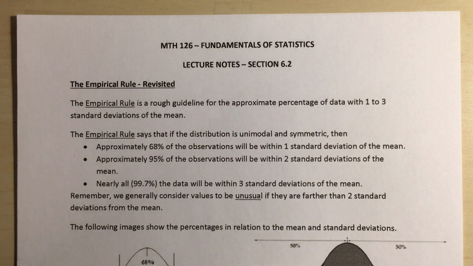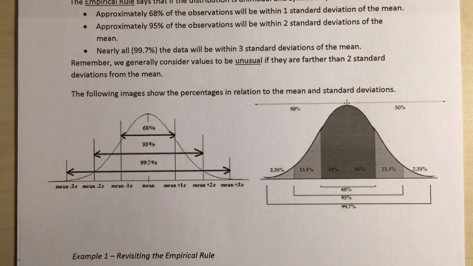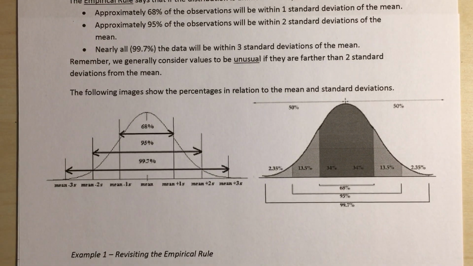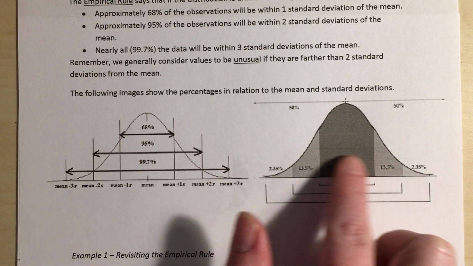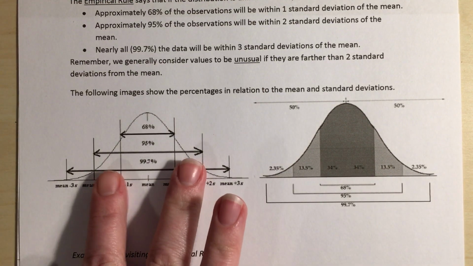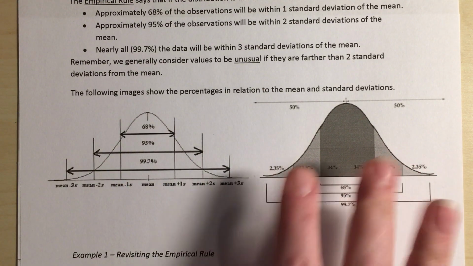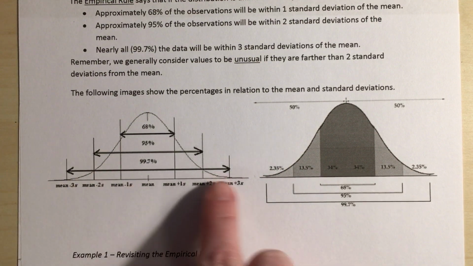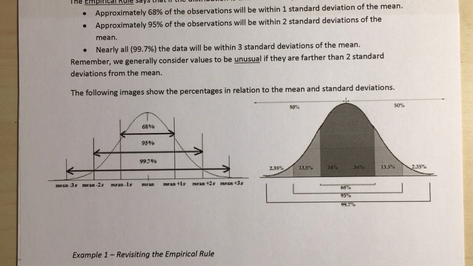We also generally consider values to be unusual if they are further than 2 standard deviations away from the mean. So these images are ones that we saw before. Within 1 standard deviation of the mean is 68%. Within 2 standard deviations of the mean is 95%. And then anything that lands out in these little tails, those are unusual values. And those unusual values are not necessarily always within 3 standard deviations of the mean, but they're within those tails that are outside of our 2 standard deviations of our mean.